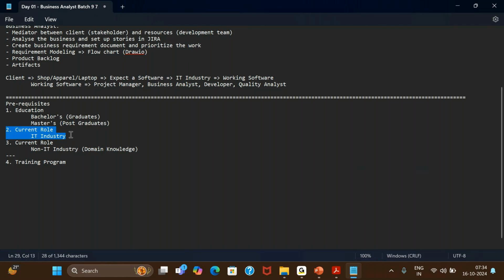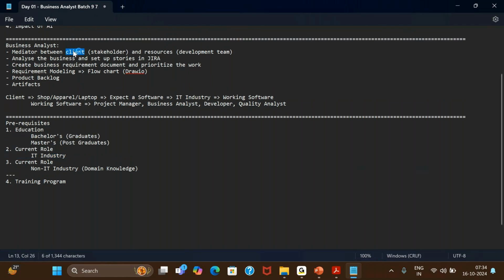But what is more important is getting yourself acquainted with the technical terms. Okay. For example, look over here: mediator between client and resources. What would have been more appropriate is mediator between stakeholder and development team. That is just one example I'm pointing out. When you are working from a non-BA perspective, you will be using very general terms and not the technical terms that a BA may be aware of.